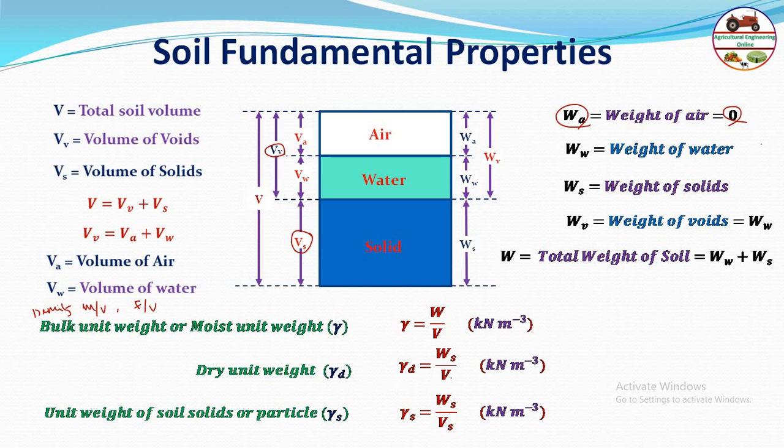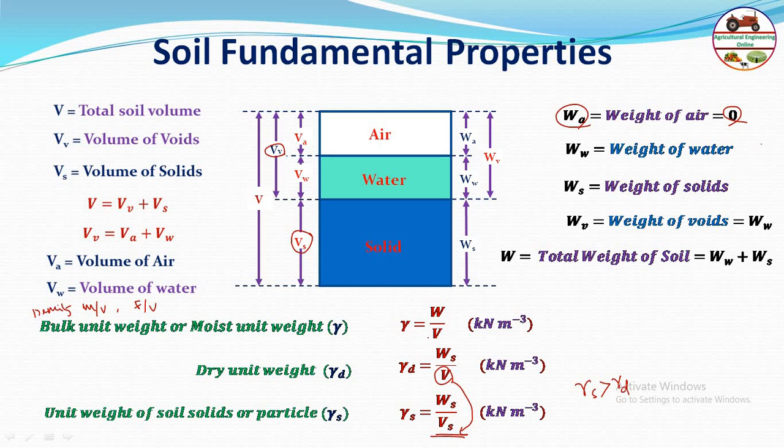Here, in the case of dry unit weight, we divide by the total volume, whereas here it is taken as the volume of the solid. The volume of the solid will be less than the total volume, so the denominator will be less, and therefore the value will be greater. So gamma S will always be greater than gamma D. The dry unit weight is always less than the solid unit weight, and also less than the bulk unit weight.